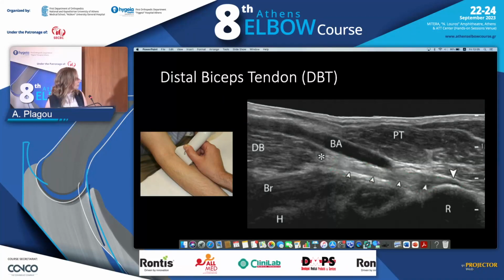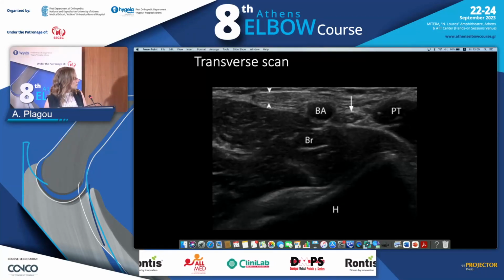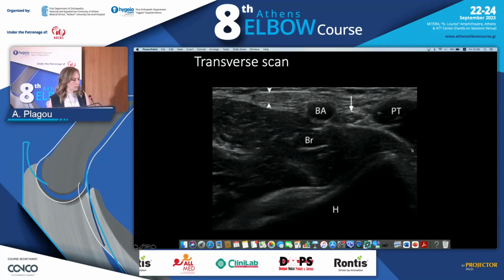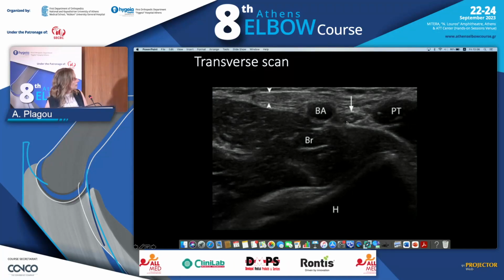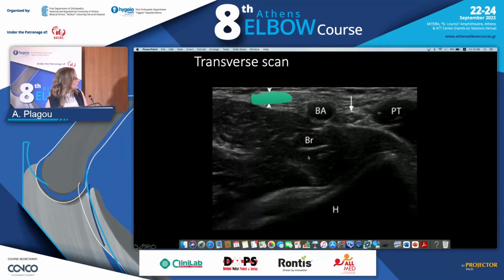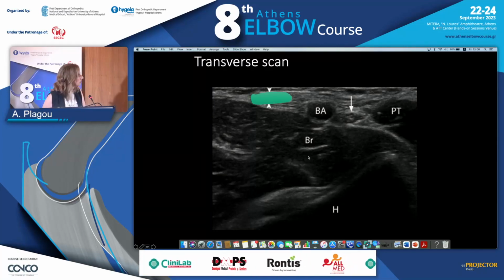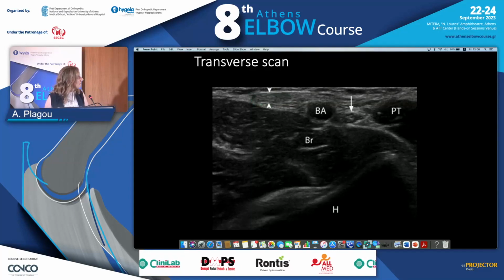of the tendon. We also always scan in two perpendicular planes when we perform ultrasound. We should be able to visualize the tendon in transverse scan, which is here, the brachial artery and the nerve, and this is the famous BAM section we have in ultrasound when we are scanning for the distal biceps tendon.